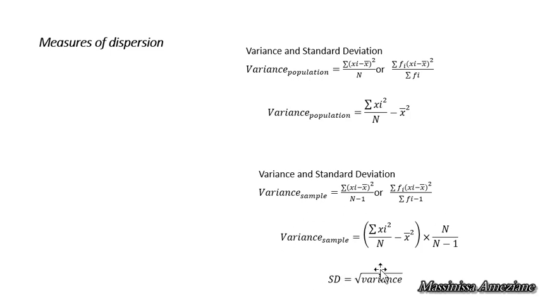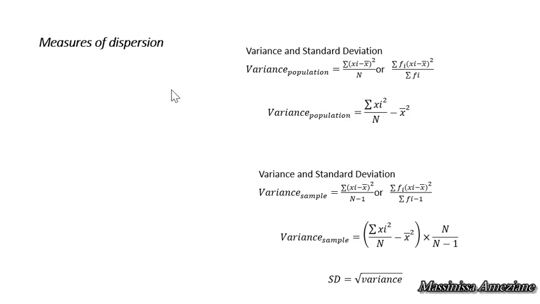For the standard deviation, it is simply the square root of the variance. So why do we use the standard deviation instead of the variance? Because the standard deviation has the same unit as the data, so it is easier to interpret the result, unlike the variance.